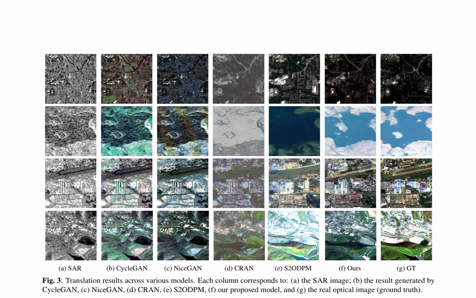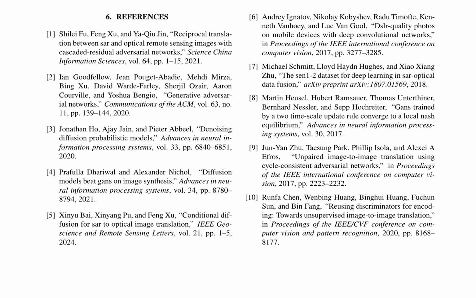The authors present a comparative analysis of their proposed model's performance in translating SAR images to optical images, benchmarked against various state-of-the-art models including Cycle-GAN, Nice-GAN, CRAN, and S2O-DPM. The results are visually demonstrated through Fig. 3, where each column represents the translation output from a different model, with the last column showing the ground truth optical image.